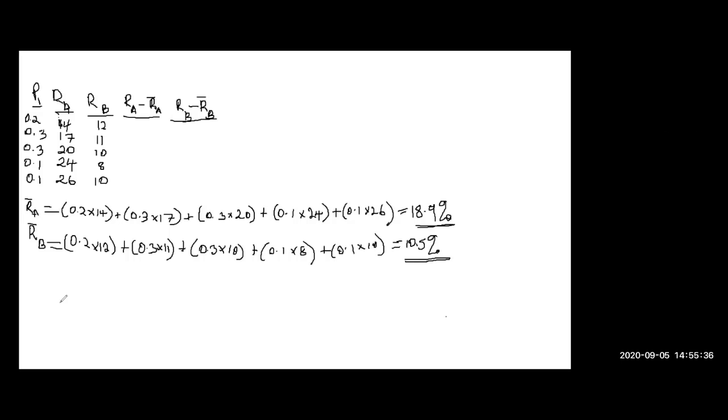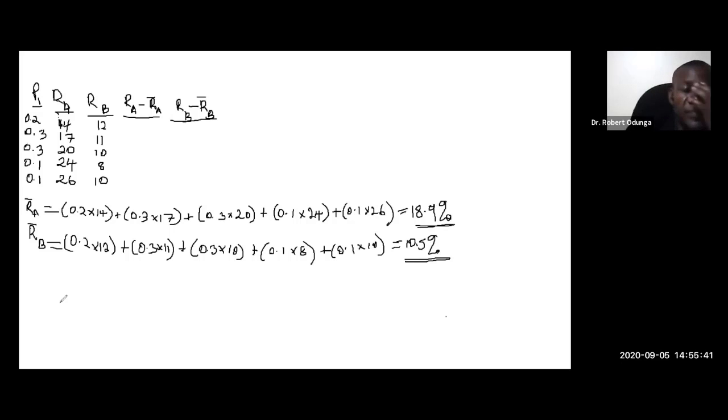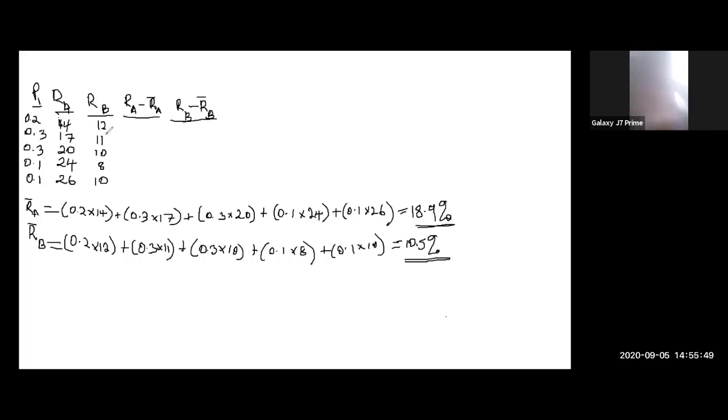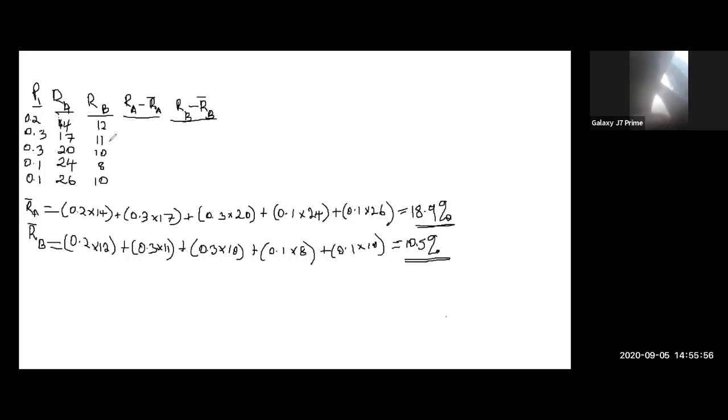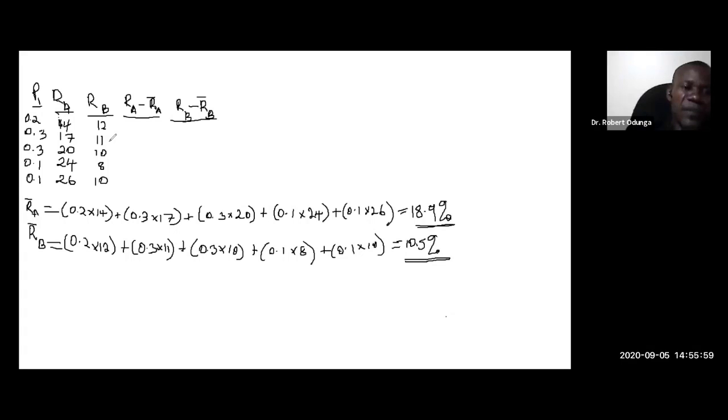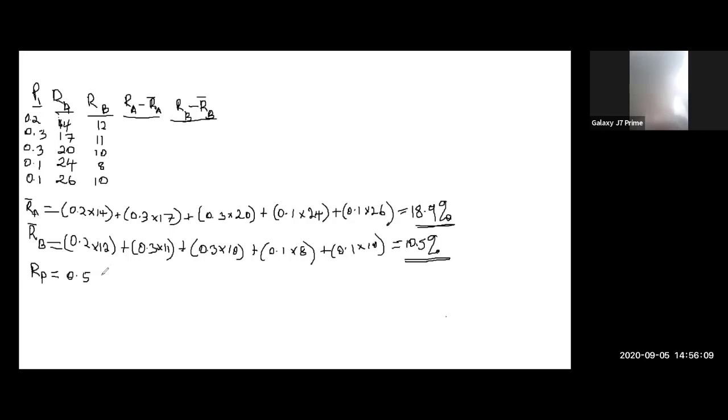Yeah. All right. Good. So now what is next? We need to determine the risk of each of these assets, so that once we get the risk, first of all, we can determine the portfolio return. The return of the portfolio is equal to 0.5, all right, times 18.9.